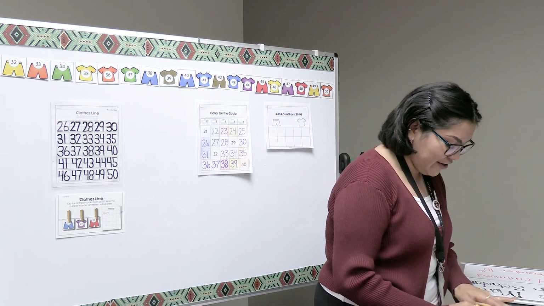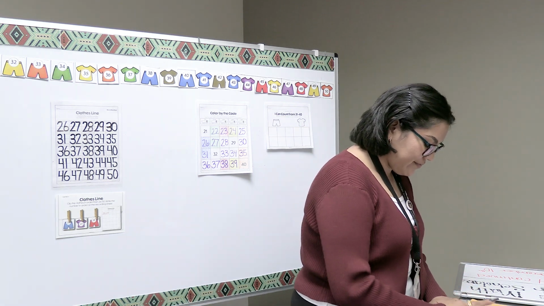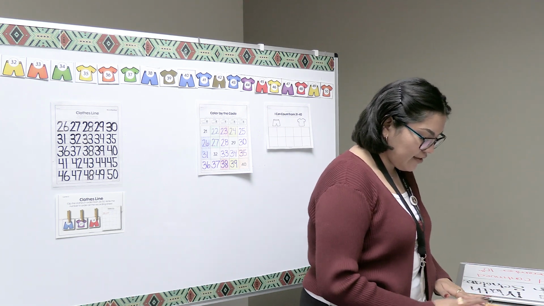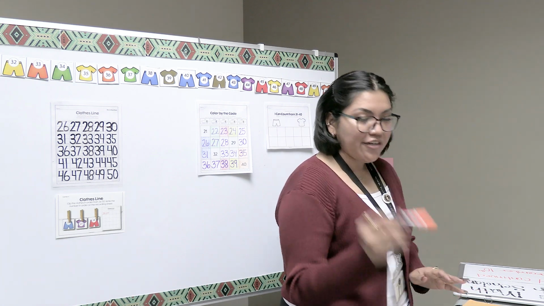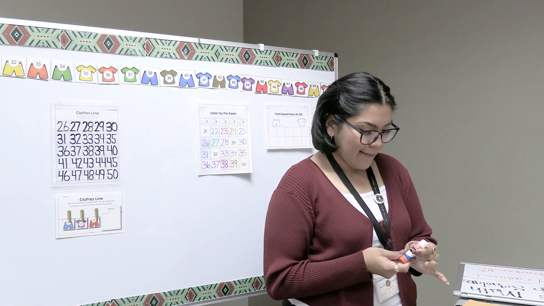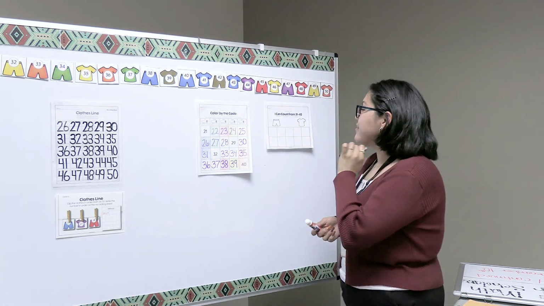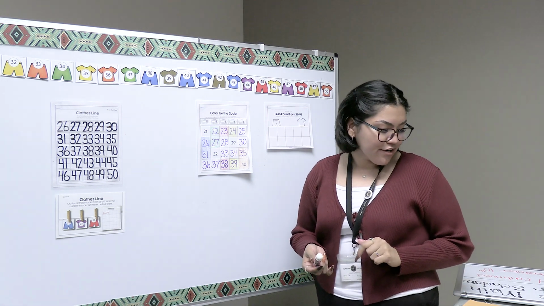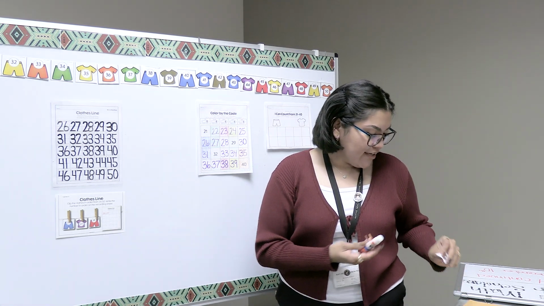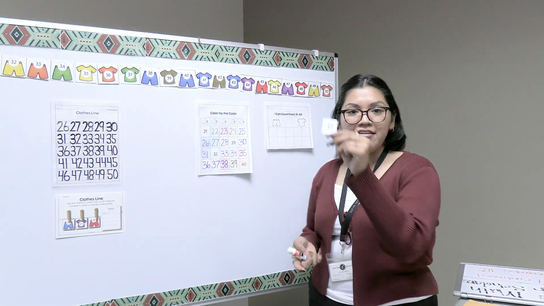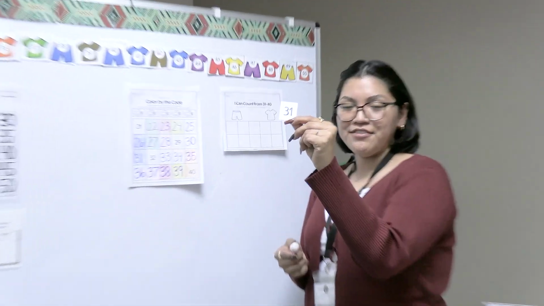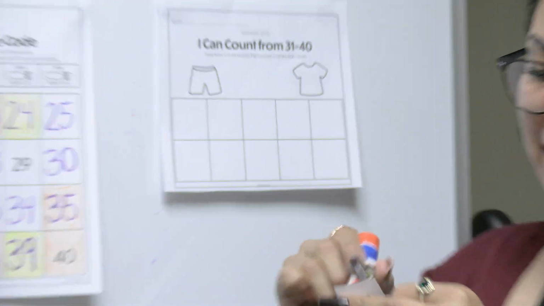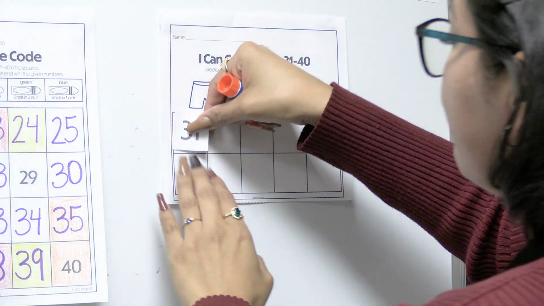Okay, so once you have all of your numbers cut out, you can spread them all out in front of you. And then we're going to get our glue stick ready. And then we're going to paste from 31 to 40 in order. So let's look for the number 31. Look for the number that we cut out, 31, 3 and a 1. Once you find it, put some glue on the back of this card number, and then we're going to place it in our first box.